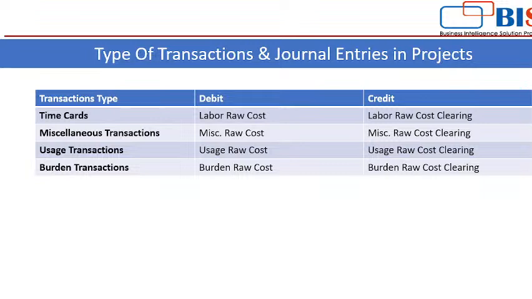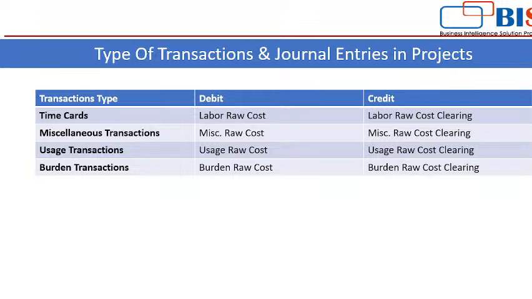Now say we have an asset in our organization and we are using that asset for 5 projects. Then on the basis of hours, we will distribute the cost of that asset into those 5 projects. And this will be our non-labor resource, and the non-labor resource rates will be applicable to these usage transactions. Now, while passing the journal entry, we will debit the usage raw cost and we will credit the usage raw cost clearing.